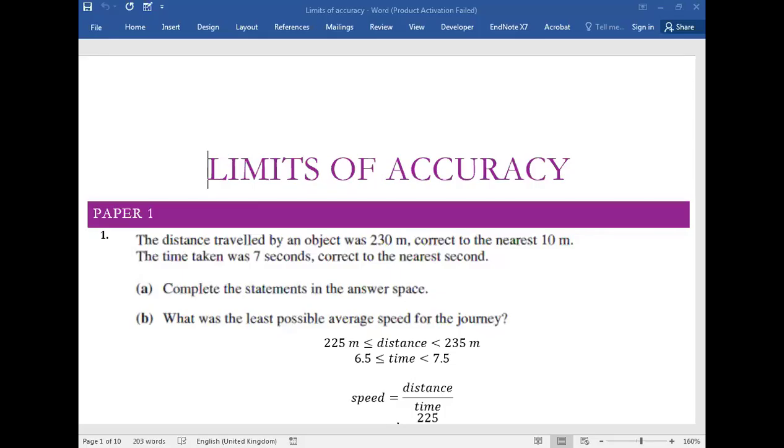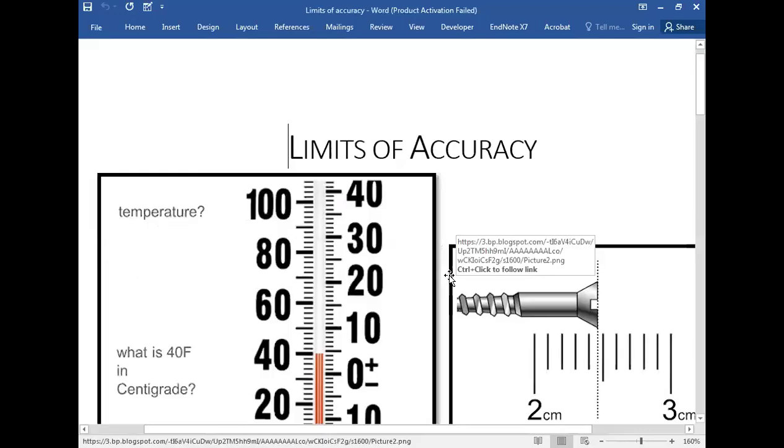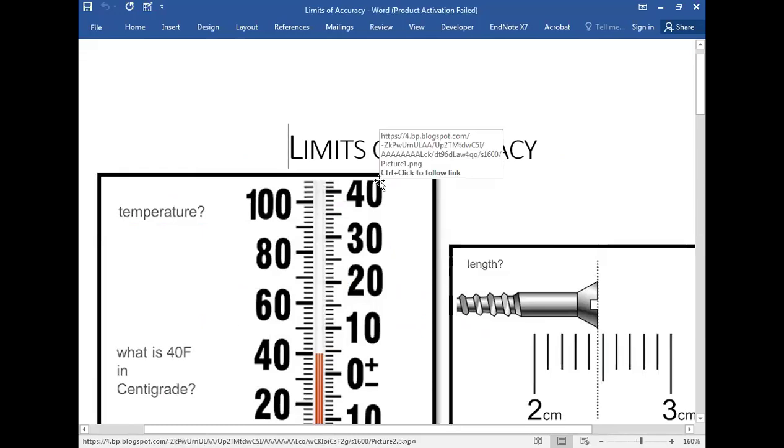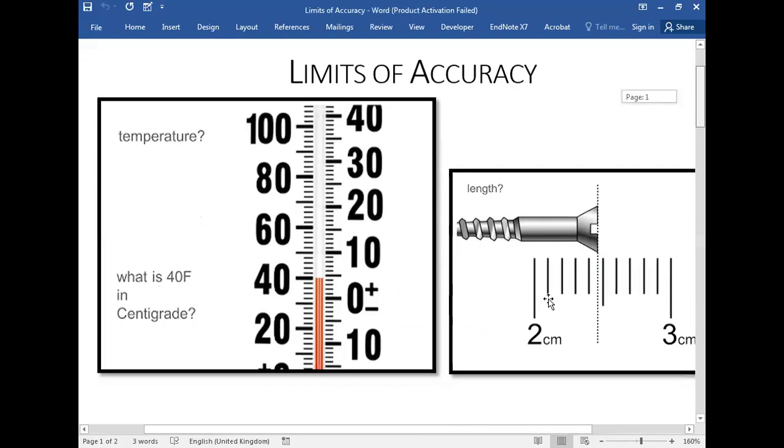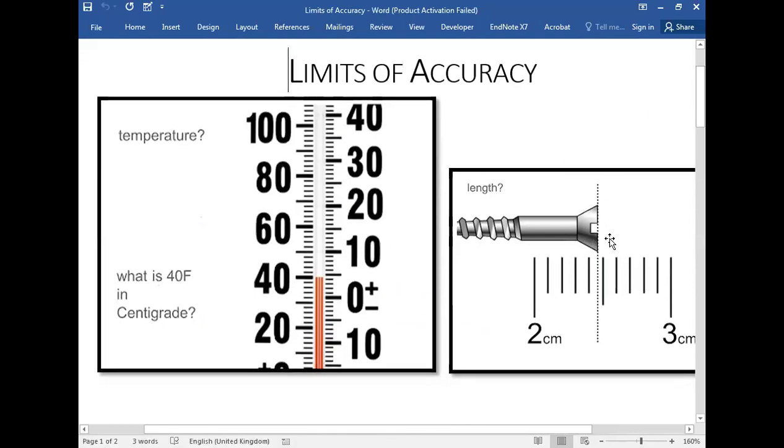Let's have a look at limits of accuracy. Actually, it is the opposite of rounding off. It is the opposite of, if I tell you ये एक length है, how will you record this length? Forget about this temperature. How will you record this length?